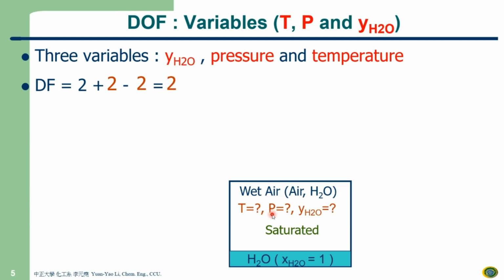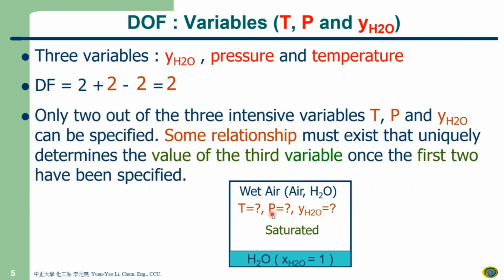Okay? Good. So only 2 out of 3 intensive variables, T, P, and the molar fraction of water, can be specified. Some relationship must exist that uniquely determines the value of the third variable once the first 2 have been specified. Right? So you must have an equation relating these 3. If I tell you these 2, you can get the third one. So there must be an equation. And what is this equation? This is what we call Raoult's law.